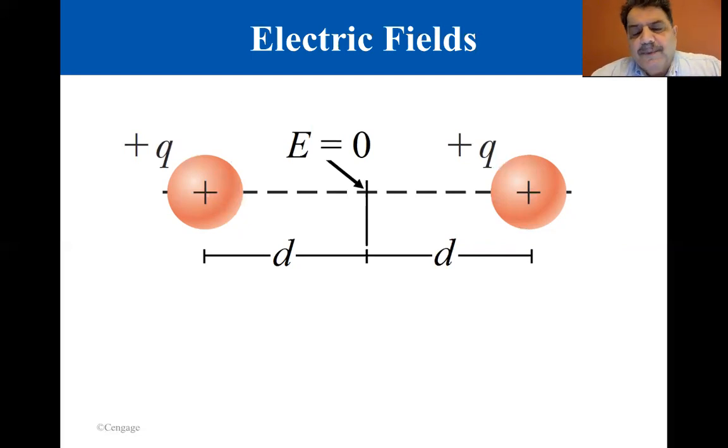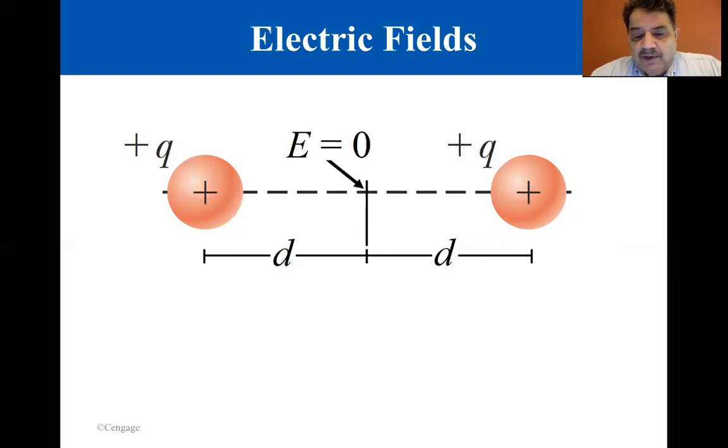We can use the superposition principle when we calculate the electric field due to a group of point charges. We first use our equation for the electric field to calculate the electric field produced by each charge individually at a point, and then add the electric fields together as vectors.